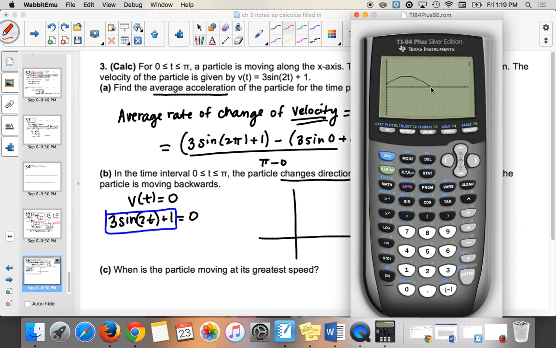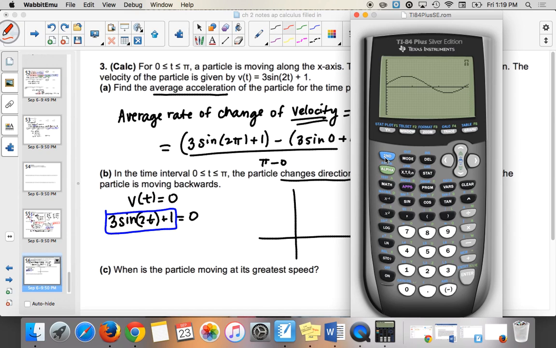And it goes up, and then it comes back down. So what this graph is telling us is that the velocity is positive on this interval, 0 to something. And then it's negative from here to here. And then it's positive again. So we have to find the location right here, and we have to find the location right here.